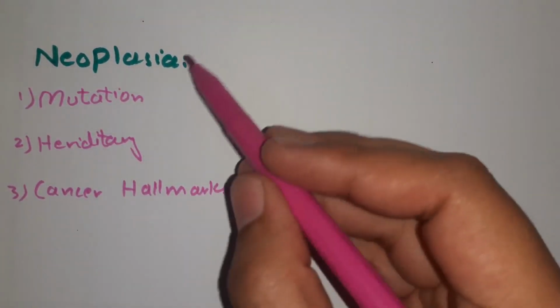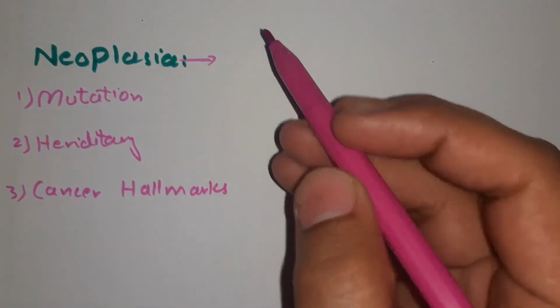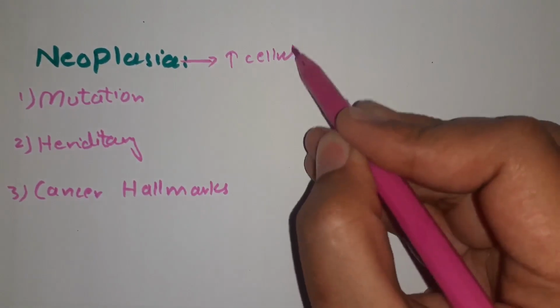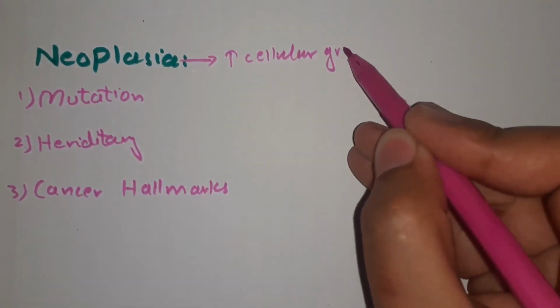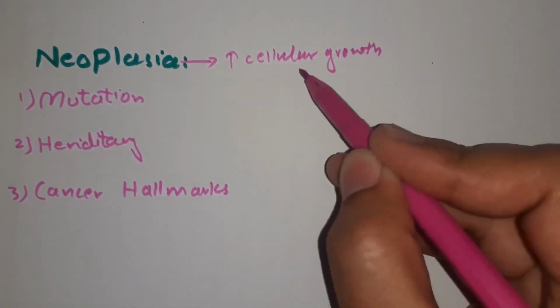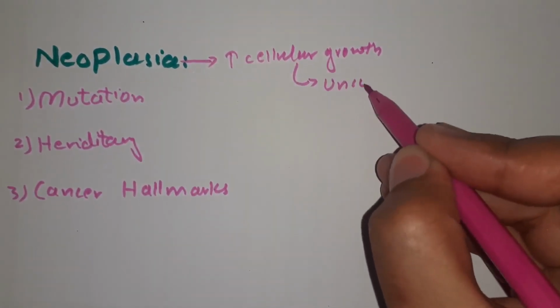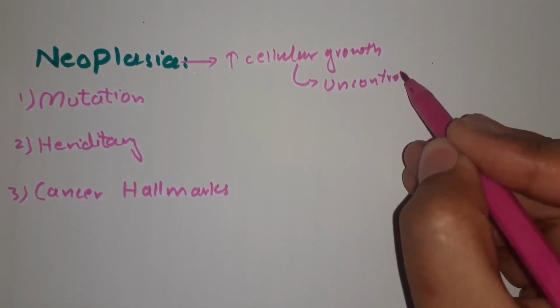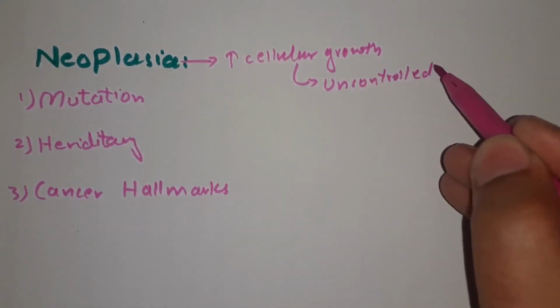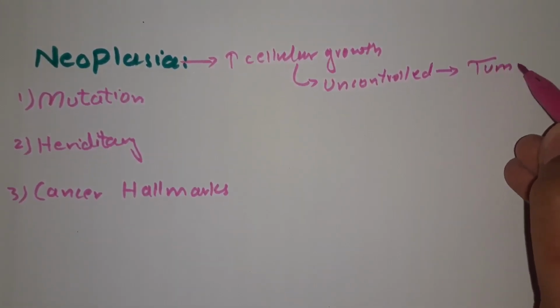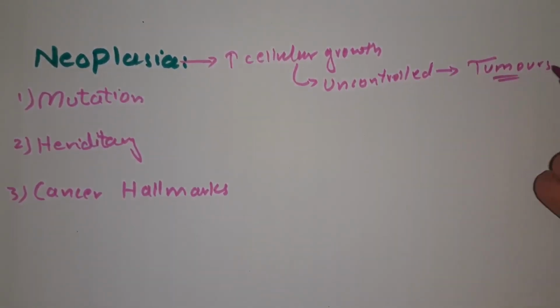So, what is neoplasia? Neoplasia basically stands for increased cellular growth or increased cellular division. This cellular growth or cellular division is basically uncontrolled. So, neoplasia is a kind of uncontrolled cellular division which leads to the production of tumors. Basically, neoplasia is the formation of tumors in the body.